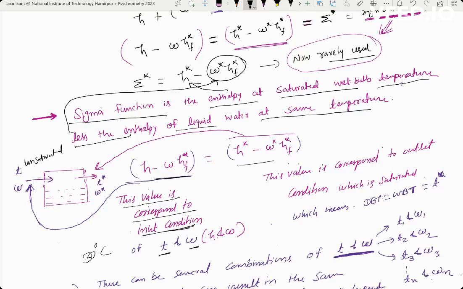And this term H star minus omega star HF star is also a sigma function, but this value corresponds to the outlet condition which is saturated. Okay, because in all the starred terms, H star, omega star, HF star, we are indicating the saturated condition as a star. So this value corresponds to the saturated condition.